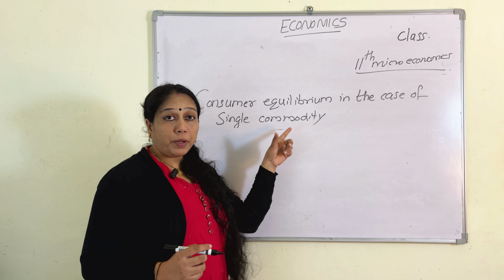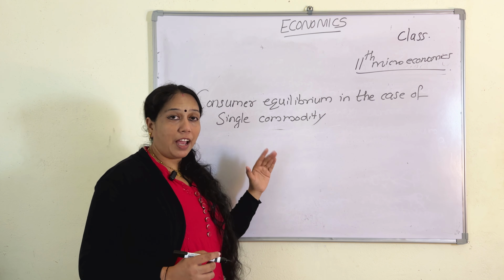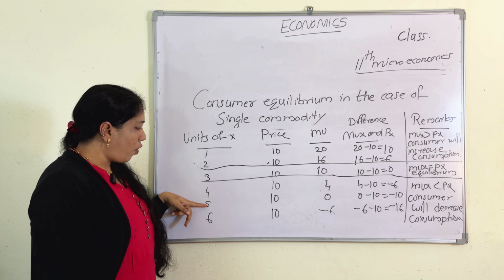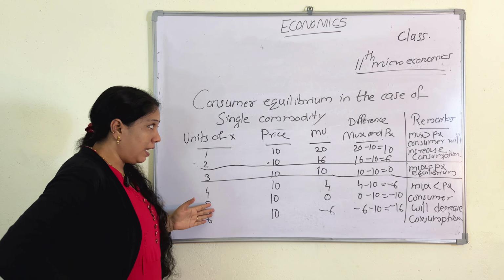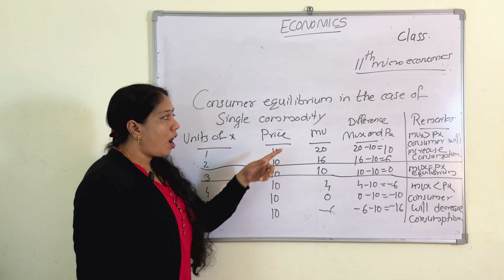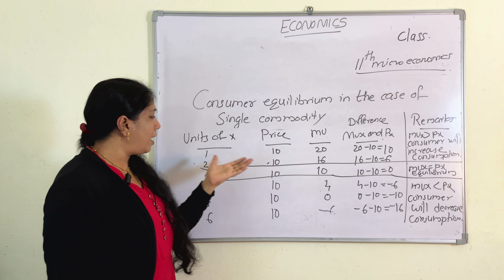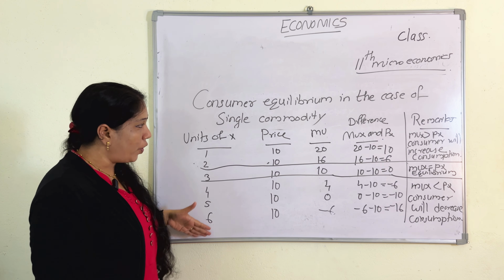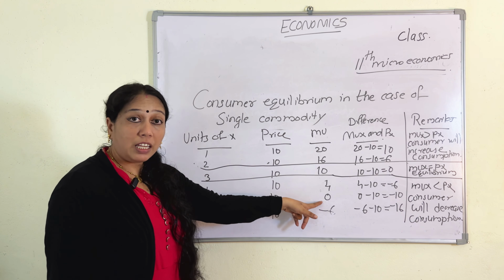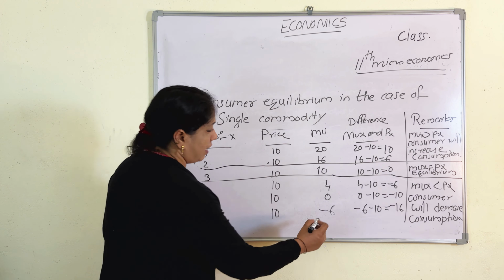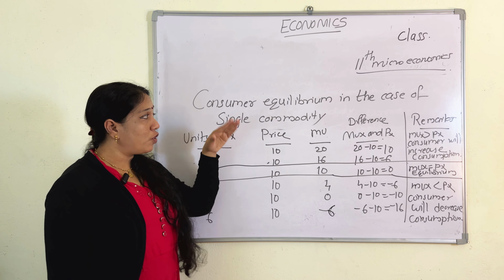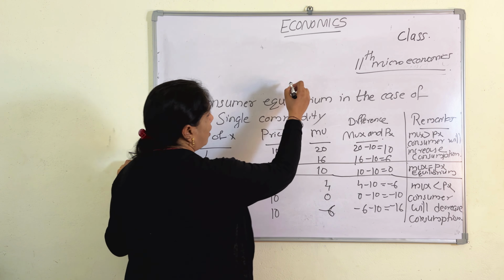Now we will explain the consumer equilibrium in the case of a single commodity with the help of a schedule. Here you can see units of X: 1, 2, 3, 4, 5, 6, the consumption is increasing and the price is assumed to be constant, that is 10 rupees only. As we already studied, when we increase the consumption of the commodity the marginal utility goes on decreasing. It decreases, then reaches 0 and finally becomes negative. That we already studied.